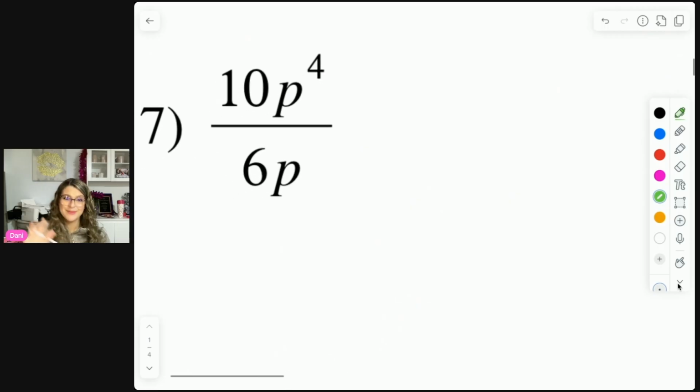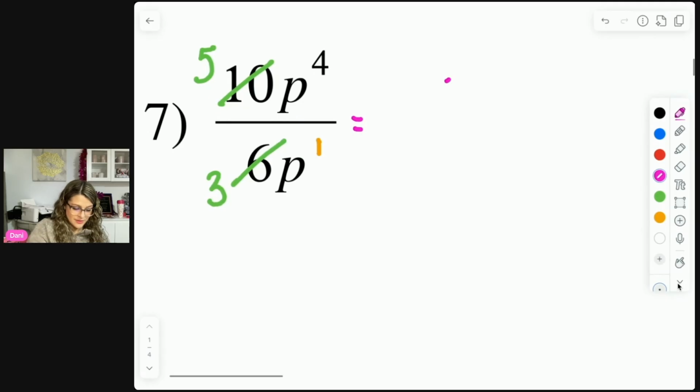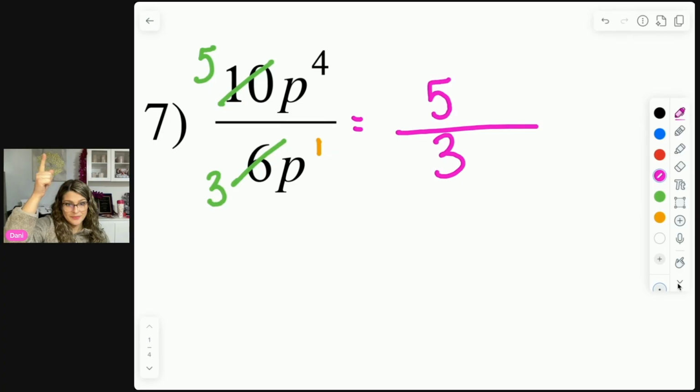All right. Ooh, we can simplify this one. Yay. So let's do a little simplifying with the regular numbers. 10 over 6, they are both divisible by 2. So 10 divided by 2 is 5, and 6 divided by 2 is 3. So we have 5 over 3. We have p to the 4th on top, p to the 1st on the bottom. 4 minus 1 is 3. So we get 5p cubed over 3 as our final answer.